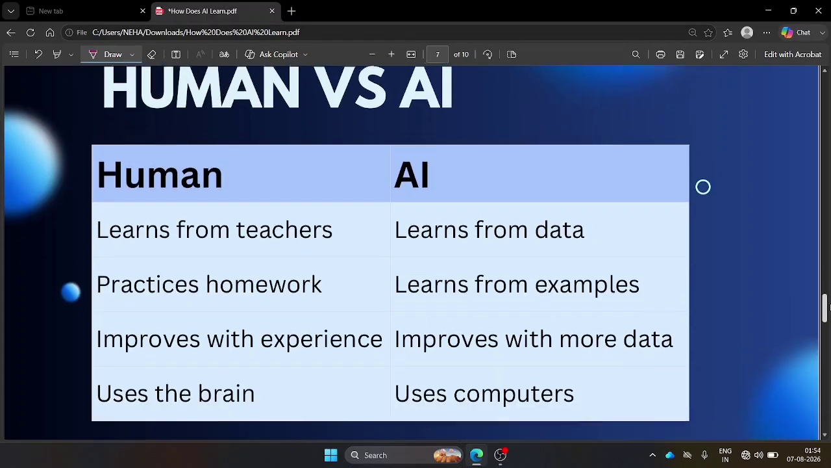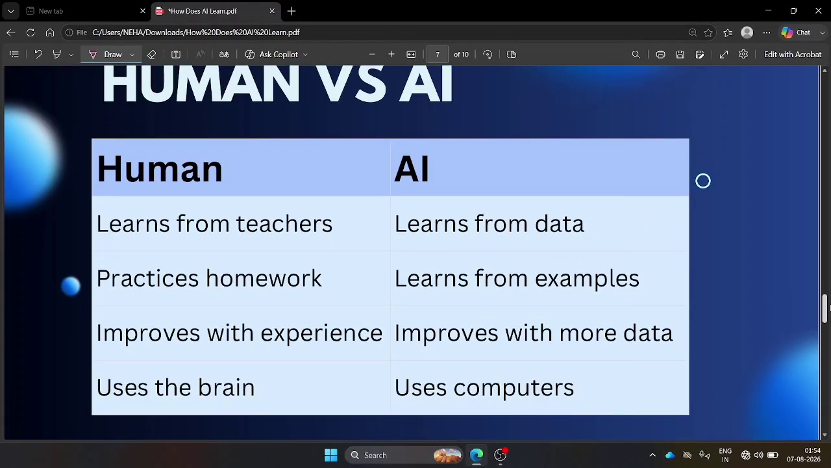Next, let's understand the difference between human versus AI. Humans are learning from teachers, learning from parents, right? The AI learns from the data whichever you have provided. It is practicing the homework, right? It is practicing, then it becomes a better version, right? You will get a good result by practicing, right? It is learning from the examples which you have provided, right? Improve with exercise. The teachers give some exercises and homework, you are practicing that, you are doing that, and by that you are gaining more knowledge, right? So it improves with more data.